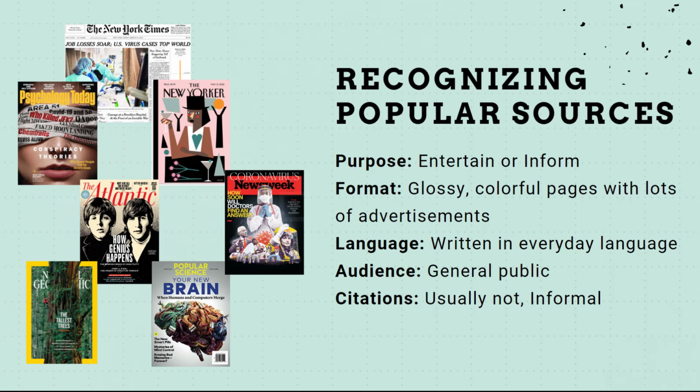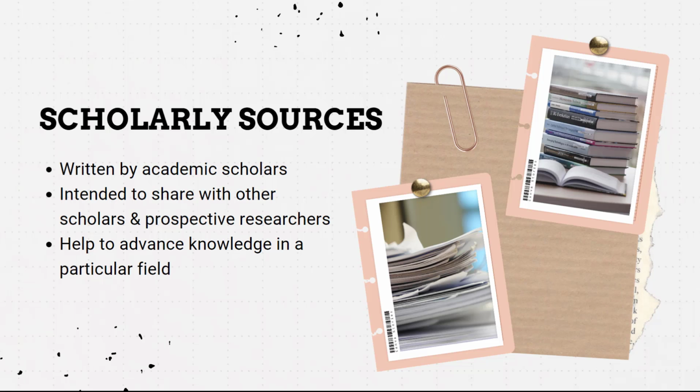How can you recognize a popular source? Popular sources are meant to entertain or inform. They usually contain glossy, colorful pages with lots of advertisements. They are written in everyday language and are more for the general public. They usually contain little to no citations. If there are citations, they will be more informal, such as according to the Surgeon General. Some examples of popular sources are the New York Times, Psychology Today, The New Yorker, The Atlantic, Newsweek, National Geographic, and Popular Science.